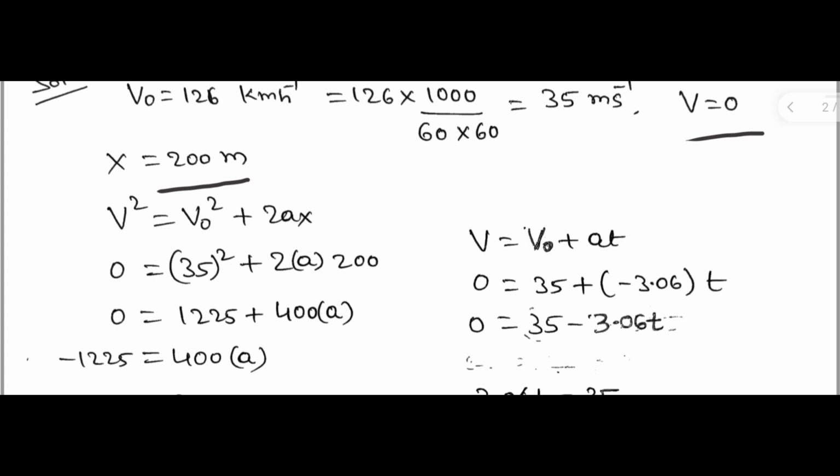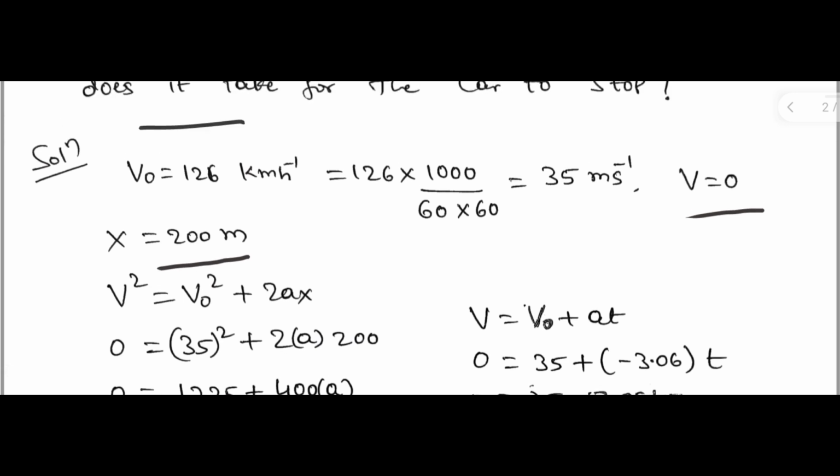V means final velocity and v naught means initial velocity. Here the initial velocity is given in kilometer per hour, which we have to convert into meter per second. Consider 126 kilometer: for 1 kilometer we have 1000 meters, divided by hour. For 1 hour 60 minutes, and for 1 minute 60 seconds. After simplifying, we get 35 meter per second. That is the initial velocity.